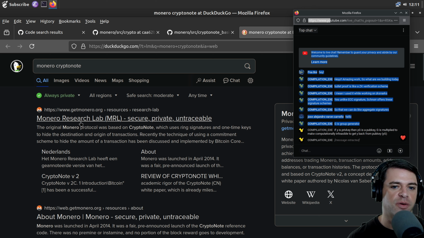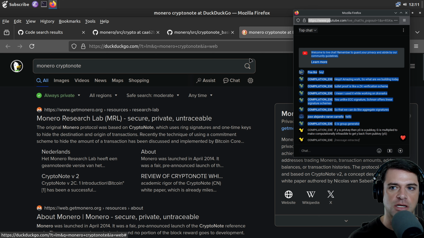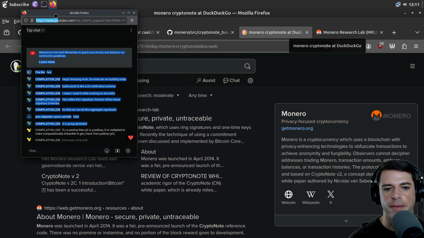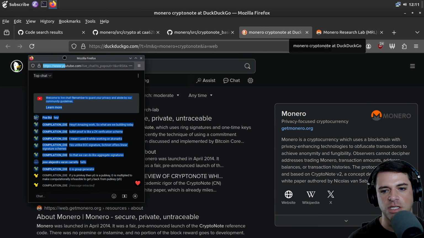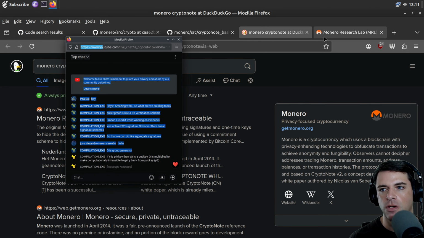The original Monero protocol was based on CryptoNote, which uses ring signatures and one-time keys to hide the destination and origin of transactions. Recently, the technique of using a commitment scheme to hide the amount of transaction has been discussed and implemented by Bitcoin Core.